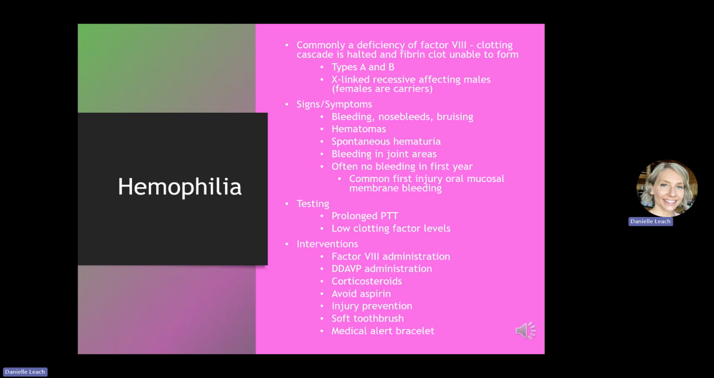They could also have corticosteroids prescribed, especially if they do have bleeding in the joint areas. We want to educate them to avoid aspirin because that interferes with platelet function. Injury prevention to try to prevent any sort of bleeding. Other things like using a soft toothbrush, and we recommend wearing a medical alert bracelet, so if something does happen, then emergency personnel will know that the child does have hemophilia.